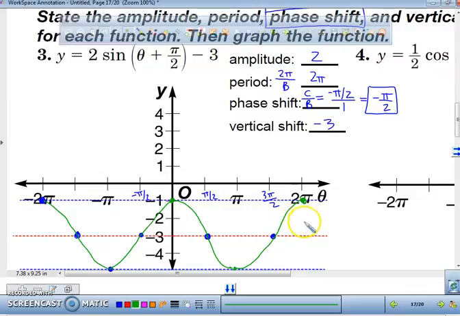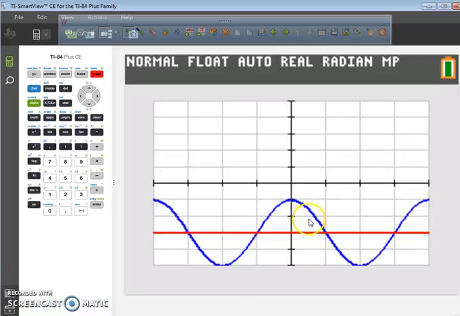All right? So as you're drawing it, what do I want you to do? Put your zeros first, right? Always plot your zeros first, then figure out where you start and start working through your sine or cosine function. So the last thing we're going to do is show you the phase shift in the graphing calculator. So there's my graph, okay?